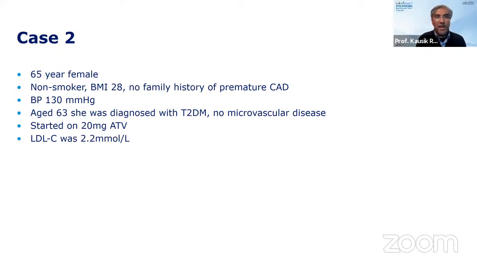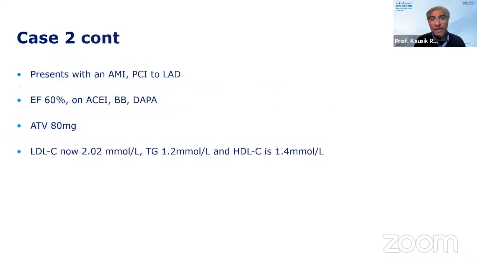So everybody on average seems to feel quite happy. You're 65, 70, no other obvious risk factors. Yes, you've got diabetes, but it's relatively short duration, no evidence of microvascular disease, so maybe I shouldn't worry so much about it. But she then presents with an acute myocardial infarction, and she undergoes an angioplasty to the left anterior descending artery. Ejection fraction is good.